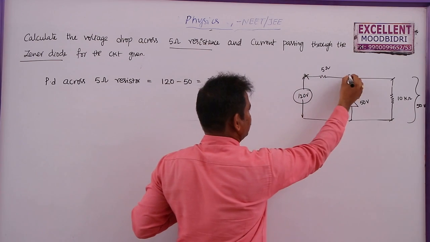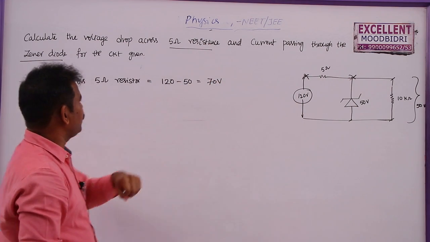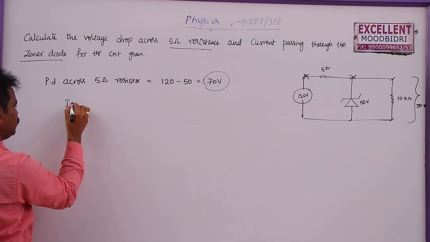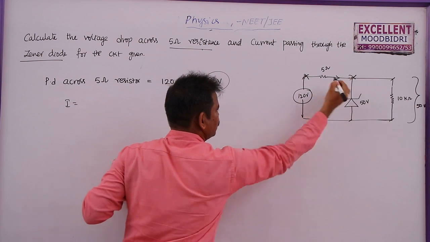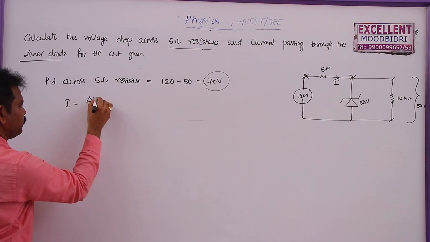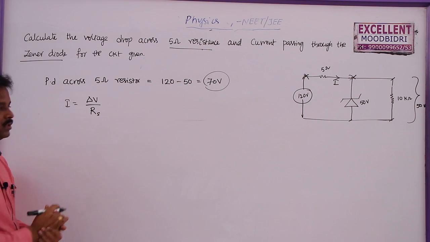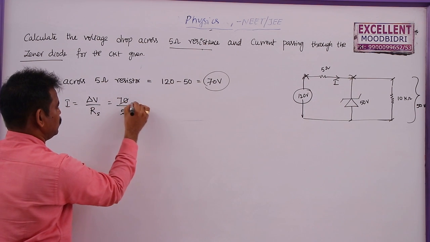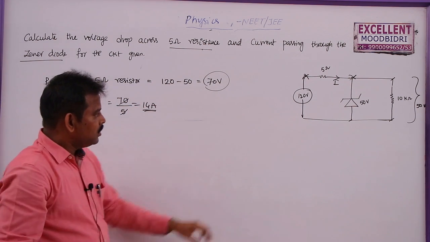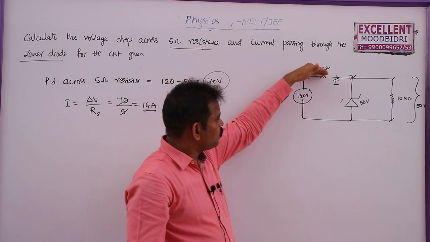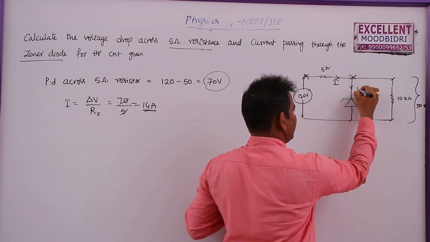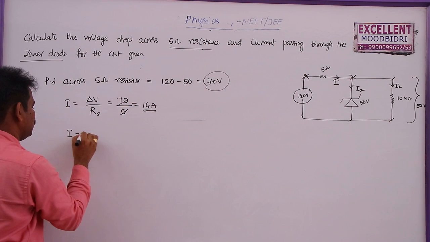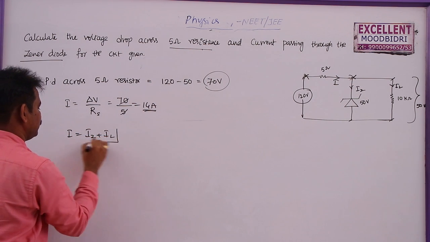If you know the potential difference between these 2 points, then it is easy for us to find the voltage drop across this one. Already we got it as 50. Now what is the current through this one? The current through this 5 ohms, let me denote it with I, is equal to the potential difference by the resistance that is connected in series. So this is equal to 70 volts by series resistance 5. So this is 14 amperes. That means this 120 volts source is giving 14 amperes current through this one. This current will divide as Iz and IL here. So I can write I is equal to Iz plus IL.